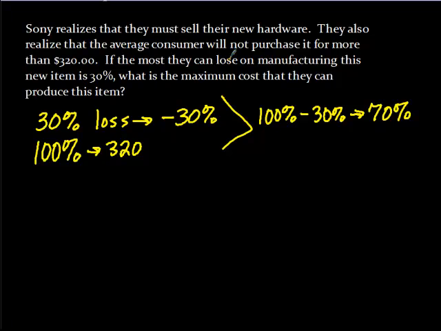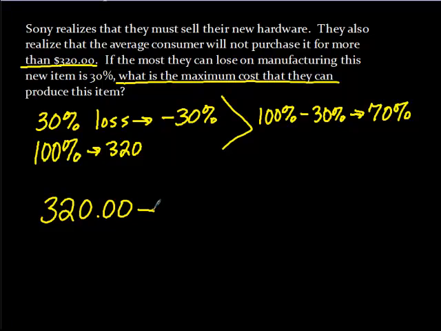What we want to do with this 70% though is because we want to find out what the manufacturing cost is, okay, what is the maximum cost they can produce this item for. We know the selling price. They're not just paying more than $320 for it. We take the $320 and we divide that by 70%. Okay? When we want to find the cost, we divide the selling price by the percentage. We want to find the selling price, we take the cost and multiply it by a percentage. So don't get that confused.